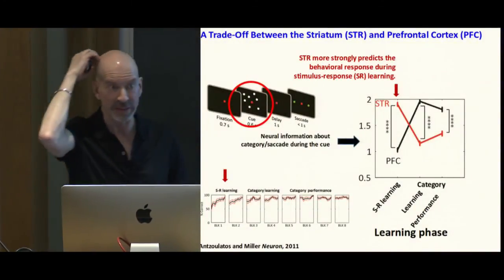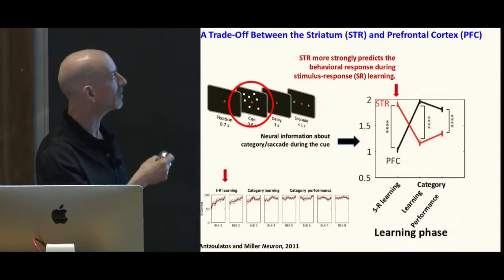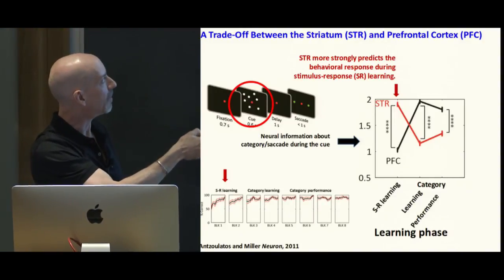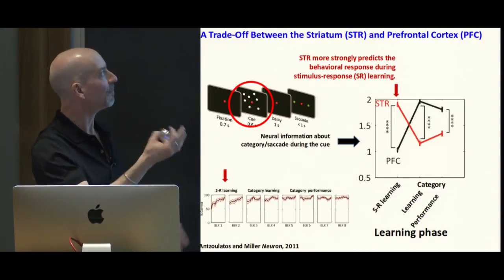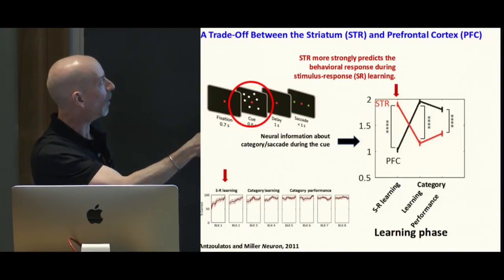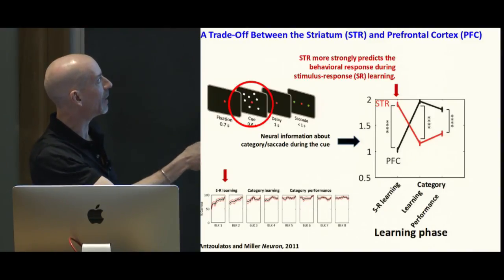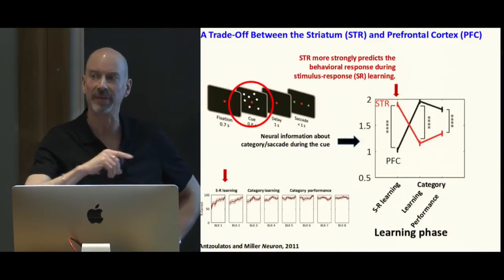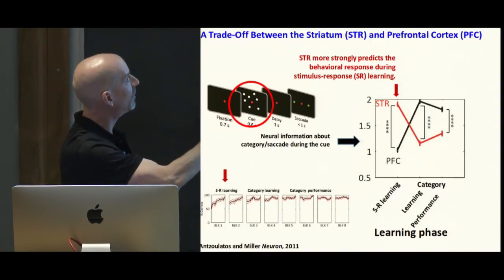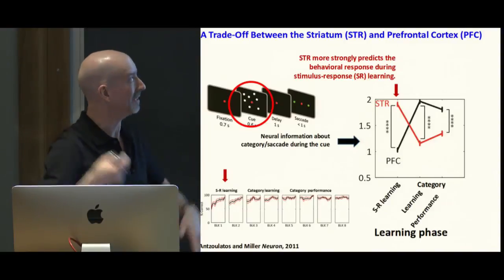So the first thing we looked at, this is a paper we published a few years ago. We looked at neural activity to the cue. Remember the exemplar the monkey's seeing, and we asked how much information was there about the category or saccade. So one category meant look right, the other category meant look left. And we looked at information during the cue, because if you look at the end of the trial when the monkey's actually making the saccade, that's just a motor signal. What we're looking for is a predictive signal to the cue that tells the system what the correct response is, what the category is, what the saccade is.